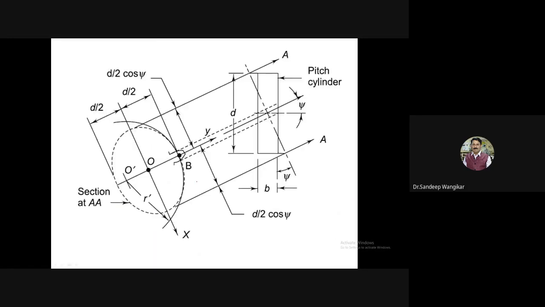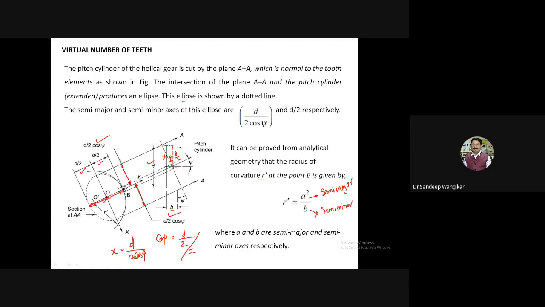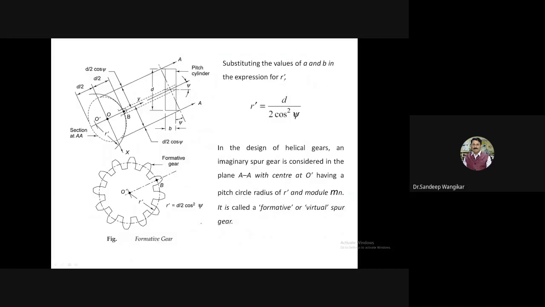So in this figure I will explain. So d by 2 and d by 2 are the semi minor axis, then d by 2 cos psi and d by 2 cos psi are the semi major axis. Then for the ellipse, it can be proved from the geometry that the radius of curvature r dash is given by a square divided by b, where a stands for the semi major axis and b stands for the semi minor axis. So here you can see a teeth is imagined. R dash is the radius of curvature at particular point B, and semi major and semi minor axis I have given.